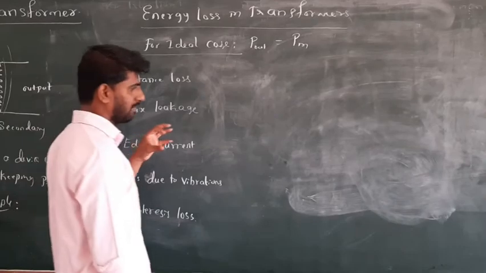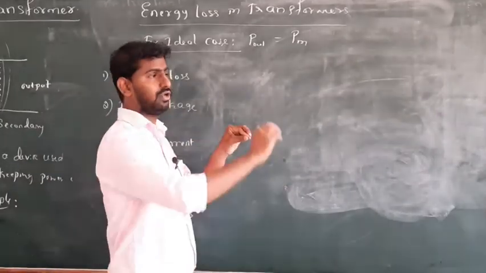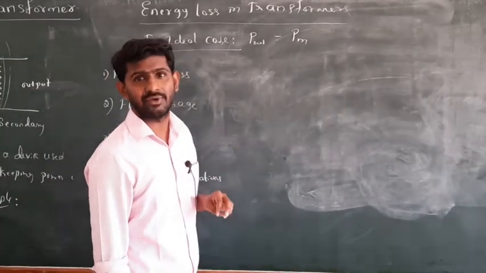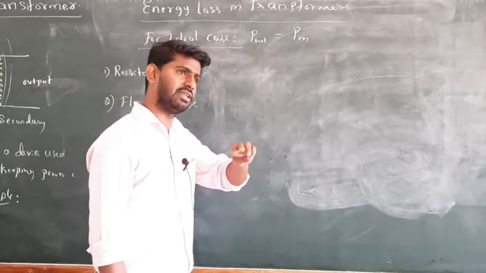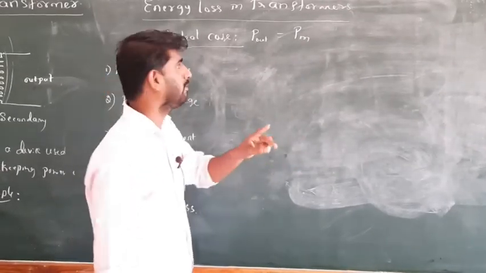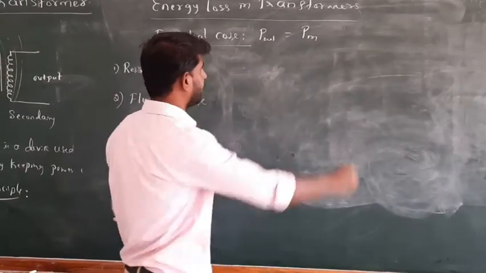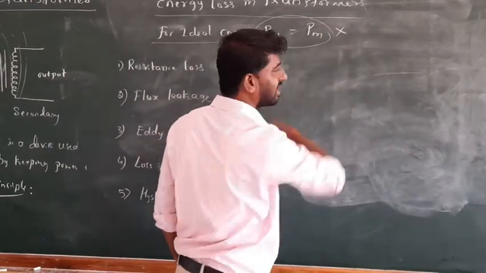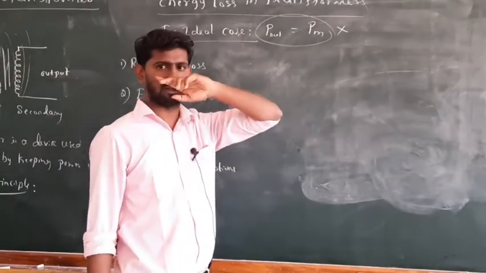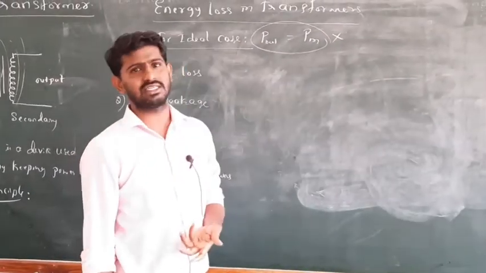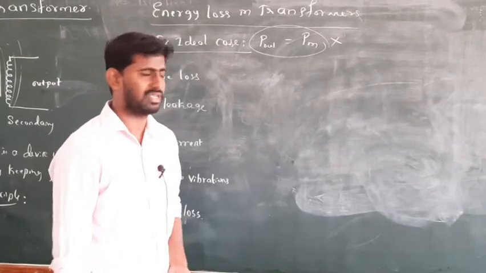So if you supply 1000 watt, you may get 999 watt or 990 watt. Whether you increase the voltage or decrease the voltage, the power should somehow be constant, but in the practical case it is not, because of the energy loss occurring in the transformer. So why does the energy loss occur in the transformer? There are some reasons, so I have listed them here.